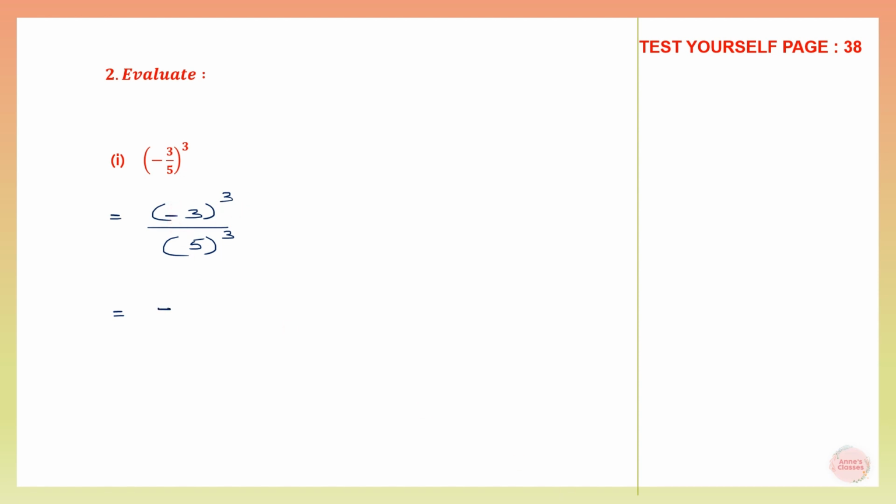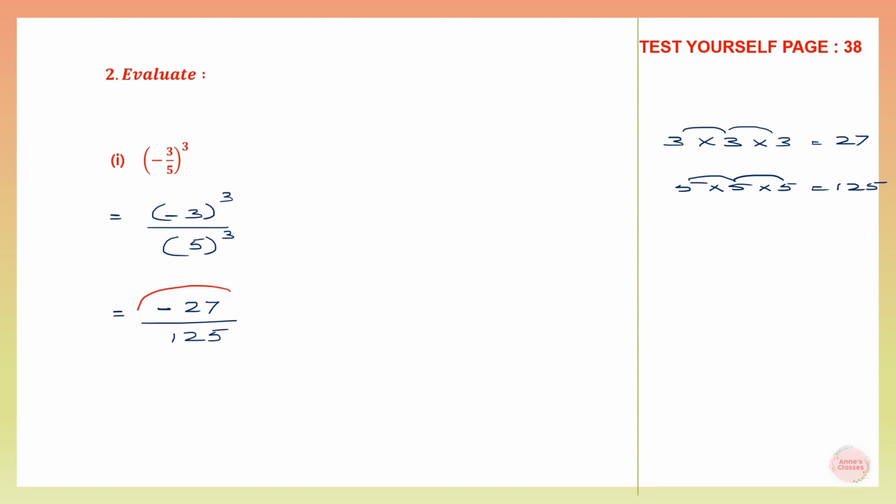So that is minus. Now 3 raised to the power of 3. That is 3 into 3 into 3. 3 3's are 9, 9 3's are 27. So this is 27. And in the denominator, we have 5 raised to the power of 3, which is 5 into 5 into 5. 5 5's are 25, 25 5's are 125. So here we have 125. So what is our answer? Minus 27 by 125.